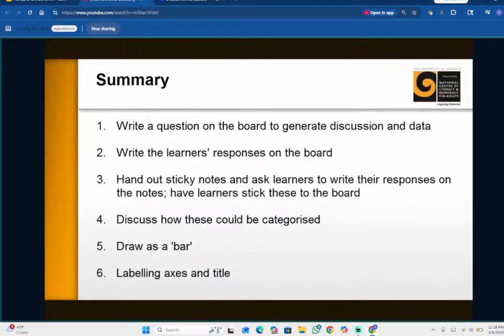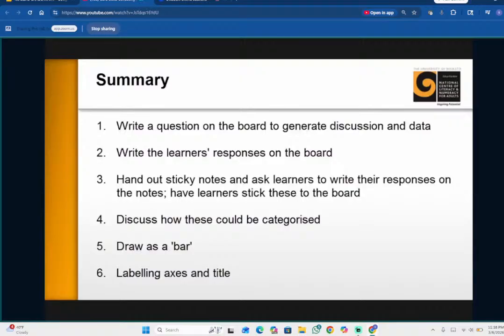So just in summary, write a question on the board to generate discussion and data. Write the learners' responses on the board, get them to predict what they think other people will say. Hand out the sticky notes and ask the learners to write their responses on the notes and then stick these to the whiteboard. Then have the learners discuss how these can be categorized, and that's always probably the most interesting part of this. And then make sure you draw it as a bar, so you're removing the stick-it notes and you're drawing it just as a single bar and you're putting the axes in there as well.